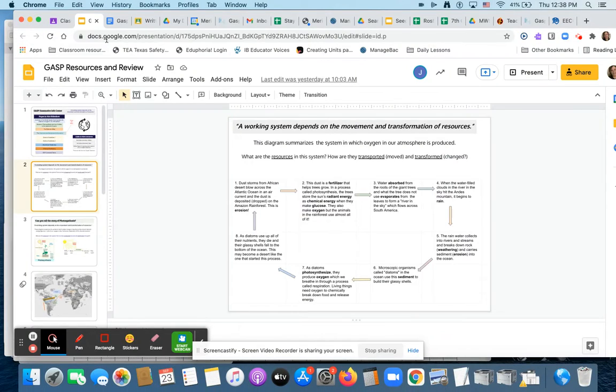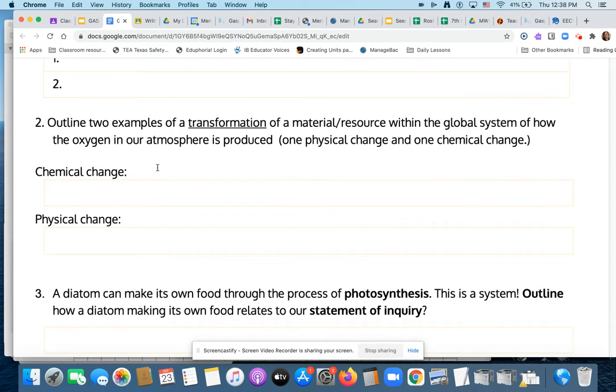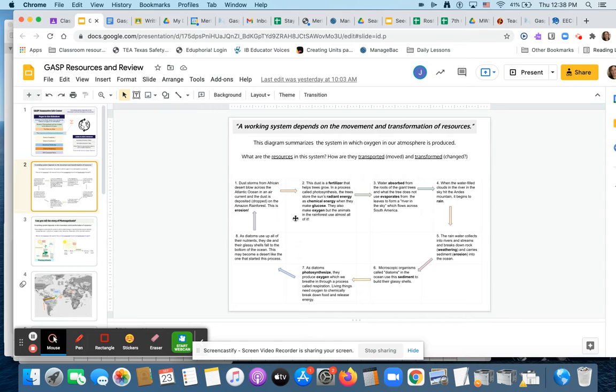Let's go back to question number 2. 2 examples of a transformation or a change of a material or resource. And it's the same thing within that global system. So with the whole system that you looked at of how oxygen is produced, what is one chemical change? What is one physical change? It has to be found in this whole system.